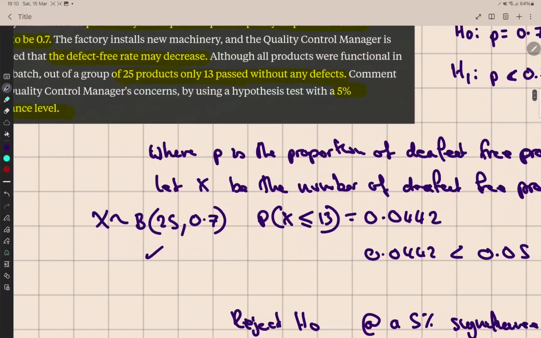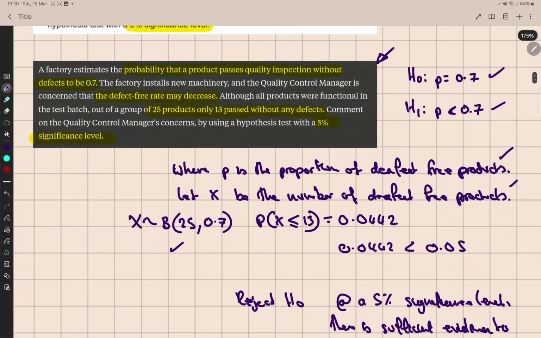And then, given the test items, so the number of items, I'll have this test based upon the context of the question. It says, out of a group of 25 products, only 13 passed without any defects. So others did pass, but it was 13 without any defects at all. So the probability of X being less than or equal to 13 is 0.0442. Get that from your calculator. And I can see where this is compared to my significance level of 5%. So I've got my answer.